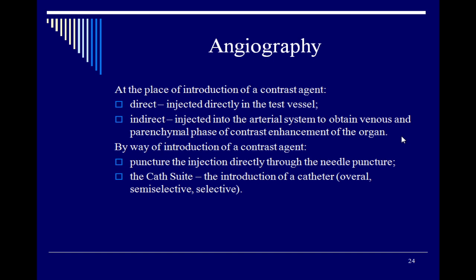At the place of introduction of a contrast agent: injected directly in the test vessel. Indirect: injected into the arterial system to obtain venous and parenchymal phase of contrast enhancement of the organ. By way of introduction of the contrast agent: puncture, the injection directly through the needle puncture. The case suit the introduction of the catheter: overall, semi-selective and selective.